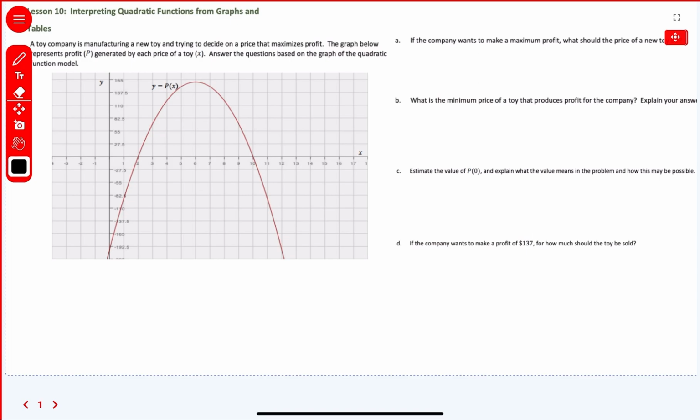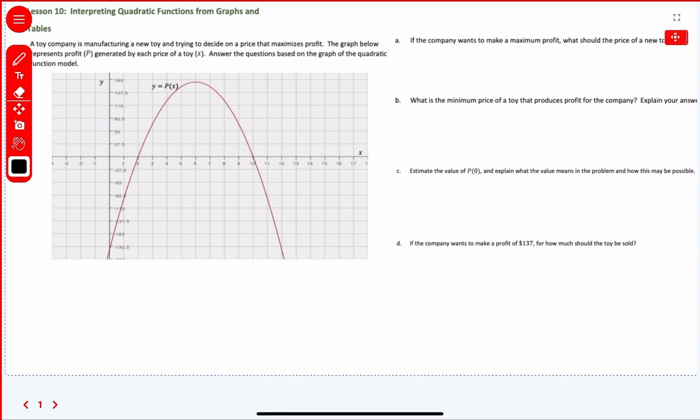A toy company is manufacturing a new toy and trying to decide on a price that maximizes profit. The graph below represents profit P generated by each price of a toy x. Answer the question based on the graph of the quadratic function model. Now, this is very, very realistic. Whenever you go, oh, I don't know when am I ever going to use this, this is when.